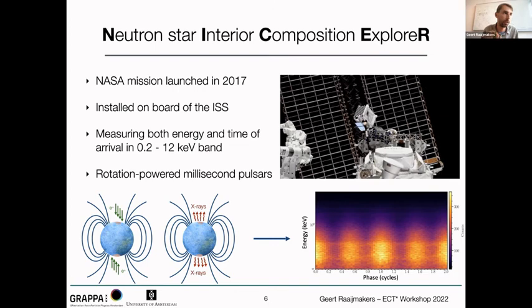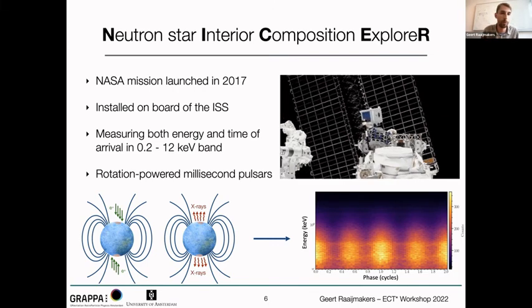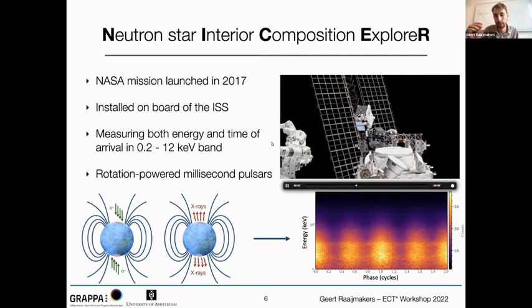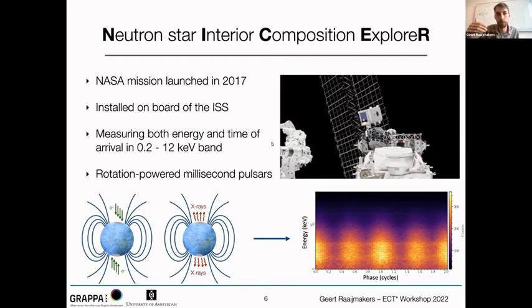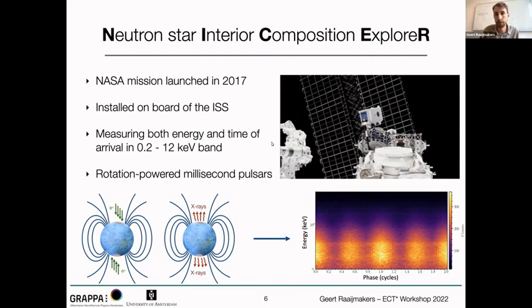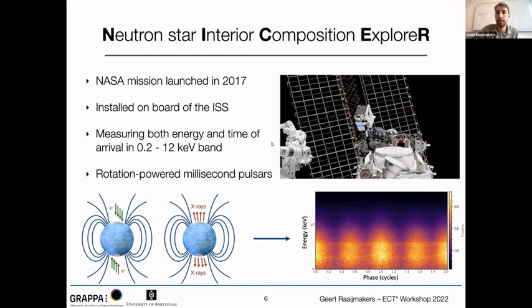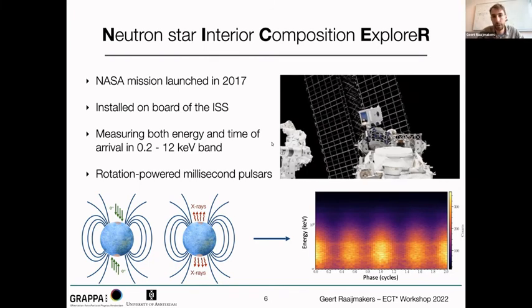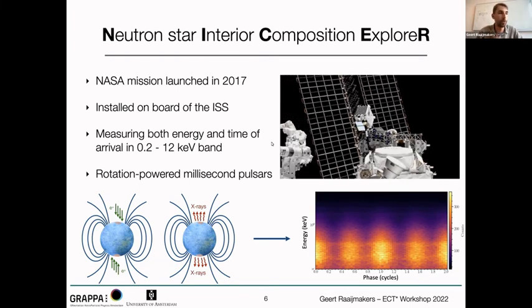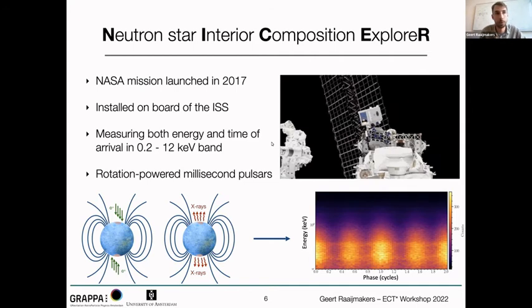And it's specifically looking at rotation-powered millisecond pulsars. These are particularly interesting because what we think is that near where the magnetic field lines go through the neutron star at the magnetic poles, you expect some of the positrons from the magnetosphere to hit the surface of the neutron star, heating up the surface in these spots, and this will emit thermal X-rays. And so this is what NICER is observing, and this allows us to do something called pulse profile modeling.